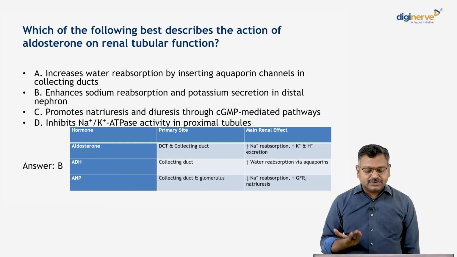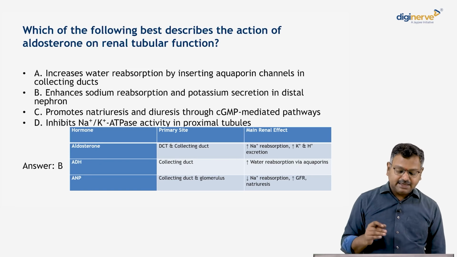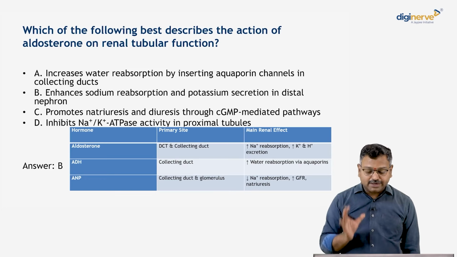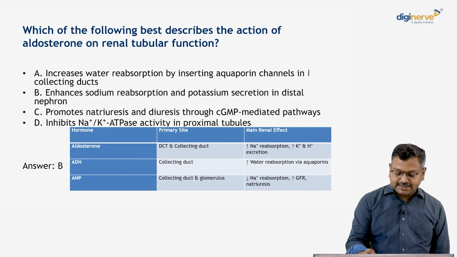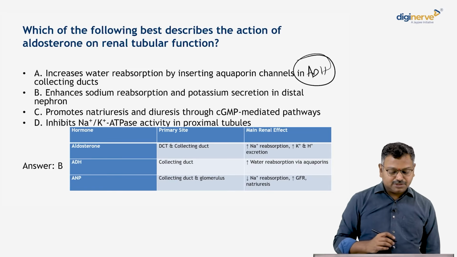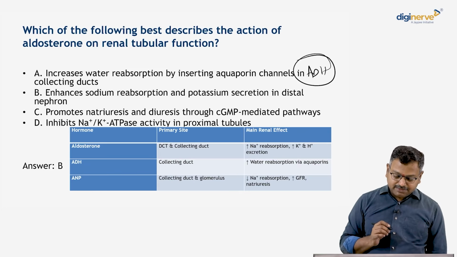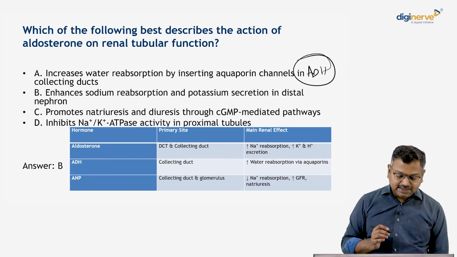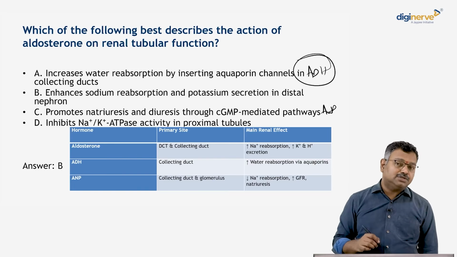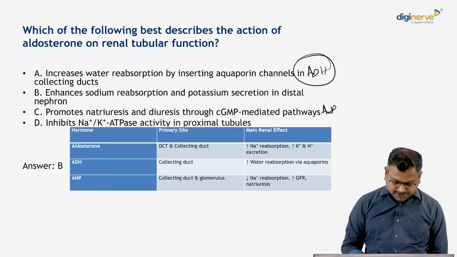Aldosterone increases the sodium reabsorption, potassium and H plus is excreted. Collecting ducts, the ADH is water absorption through the aquaporins. Aquaporin is primarily ADH action and it is water reabsorption. ANP is going to decrease the sodium reabsorption, increase the GFR and increase natriuresis. That is the atrial natriuretic peptide which promotes natriuresis, opposite of aldosterone that is going to be working.